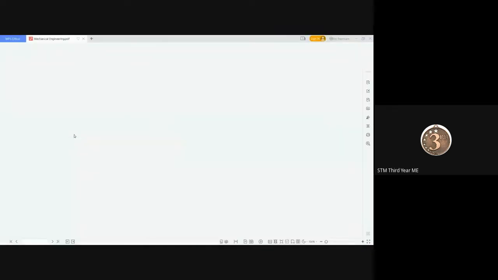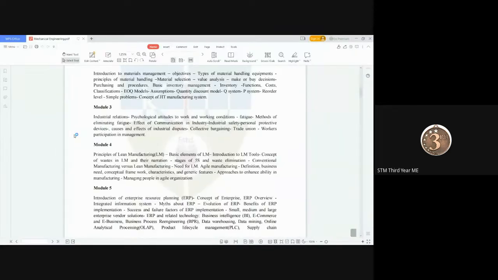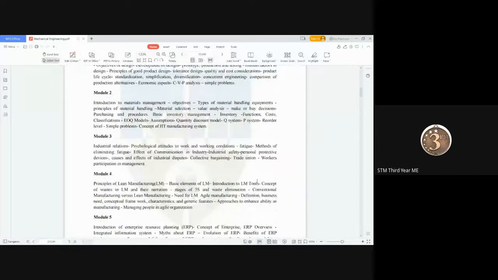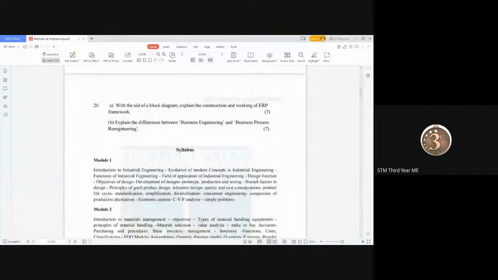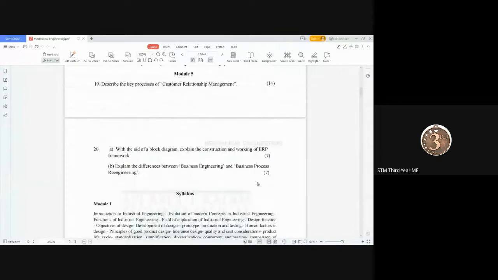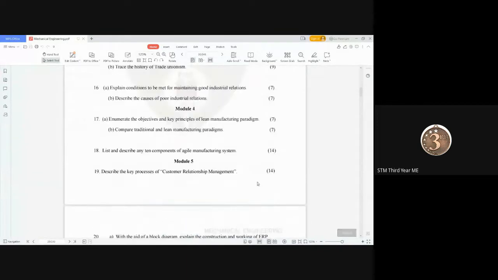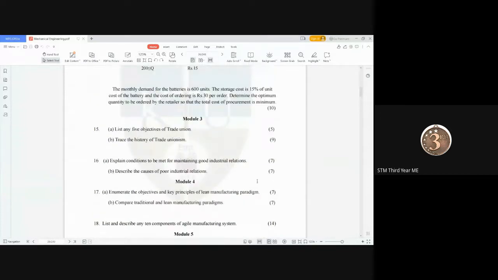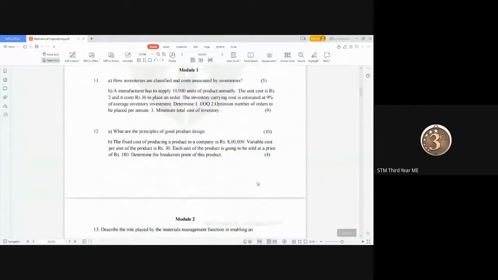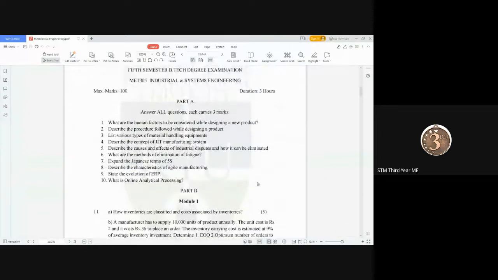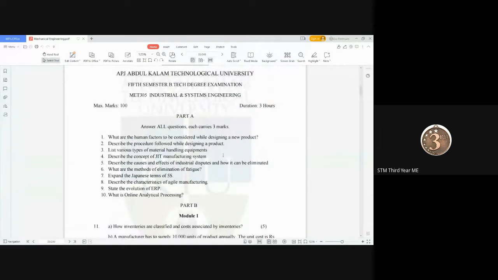Okay, so we had completed the fifth module by the last class. Next I will carry out some revision portions. Before that, I will show you one sample question paper that we will be encountering in this semester. This is the sample question paper that is given.